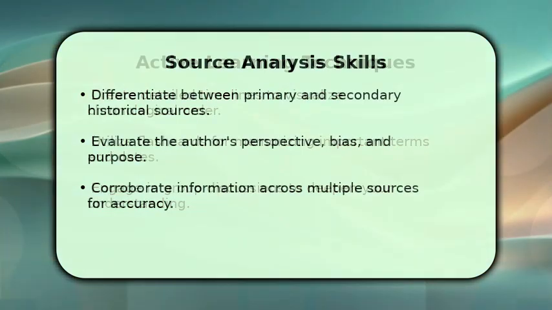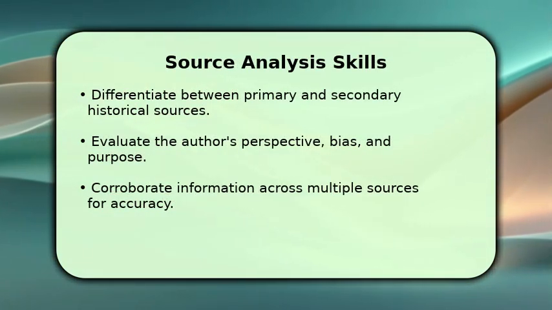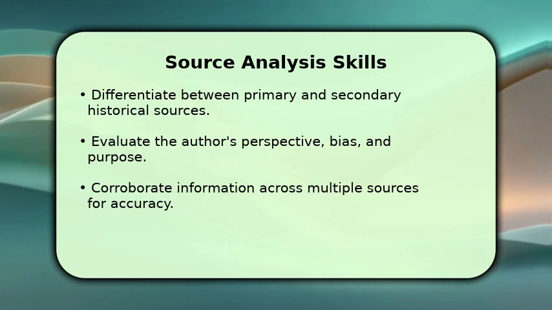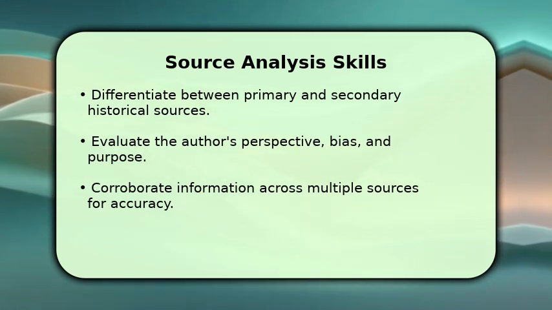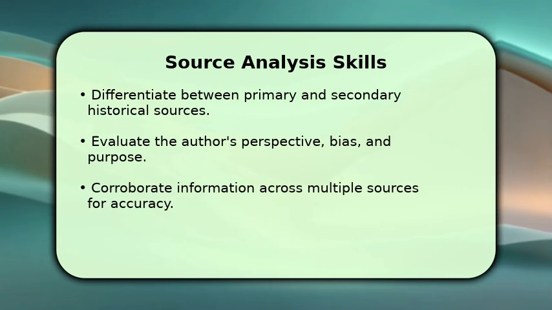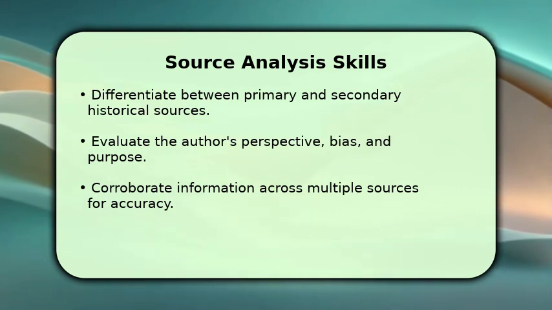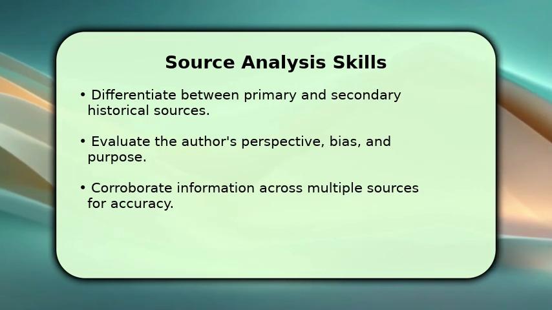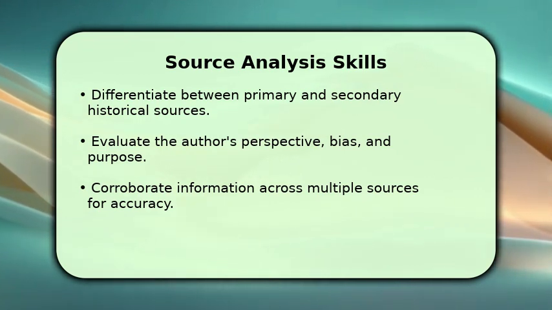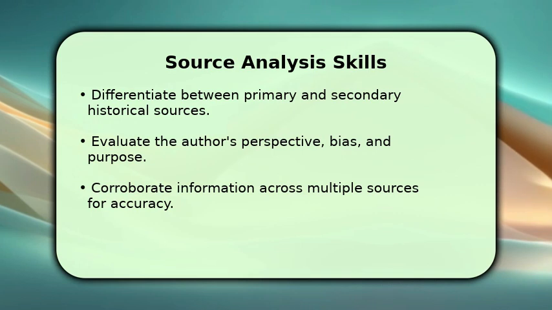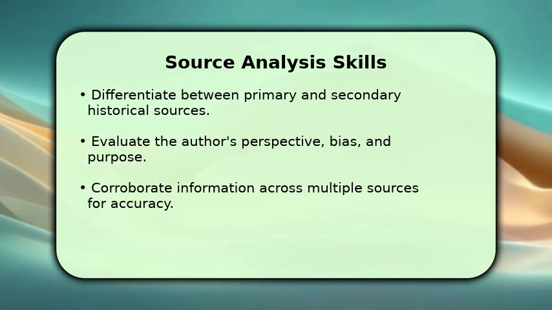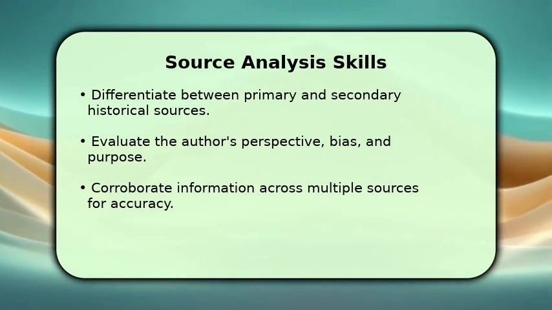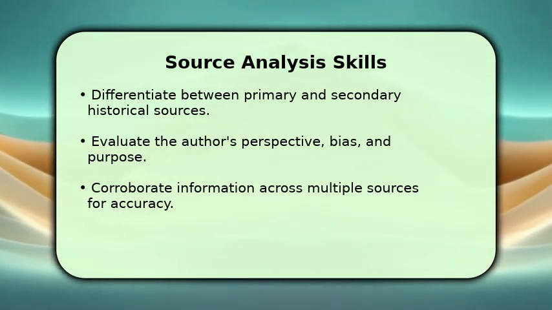A critical aspect of studying history involves analyzing sources. Learn to distinguish between primary sources, like original documents, and secondary sources, such as textbooks. Always evaluate the author's perspective, potential biases, and their purpose in creating the source. Cross-reference information from several sources to ensure accuracy and develop a well-rounded understanding of historical events.